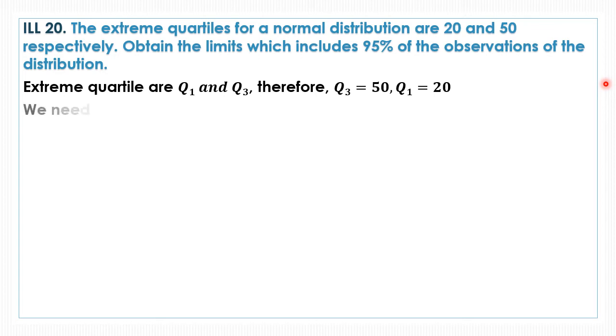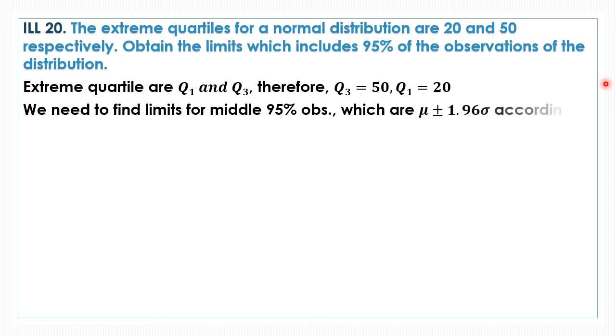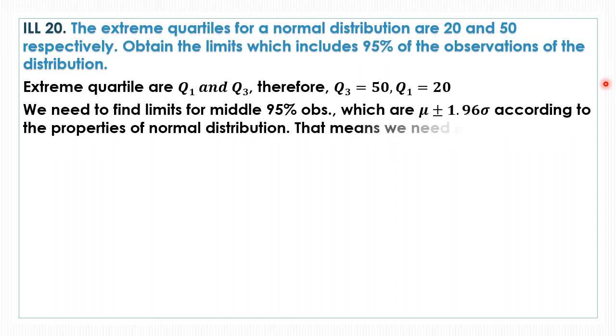Okay. So we need to find limits of middle 95% observations, which are mu plus minus 1.96 sigma according to our properties, which I just told you guys to refer. That means we need mu and sigma. What we need is mu and sigma. Now, how are we going to do that?